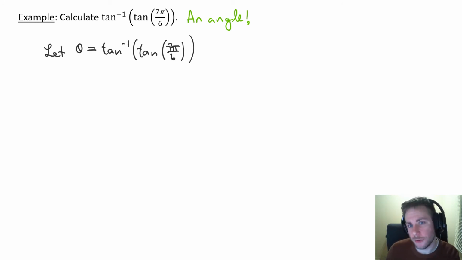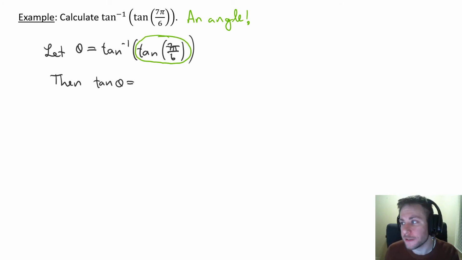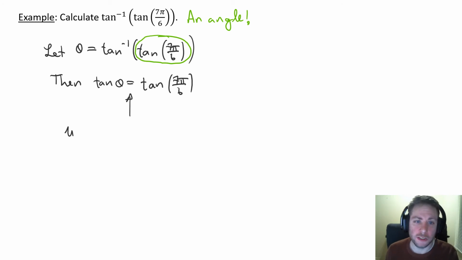And what do we know about this theta? Well, we know it corresponds to a certain tan ratio, but which tan ratio? Well, that would be represented by this entire input. In other words, we know tan of theta must be equal to tan of 7 pi over 6. Now we can use the unit circle to determine which theta values match these criteria. For starters, it's pretty clear that theta could just be 7 pi over 6.